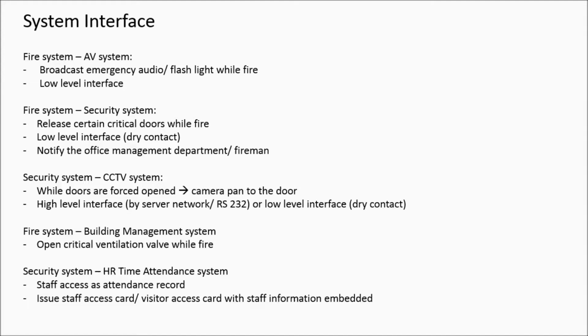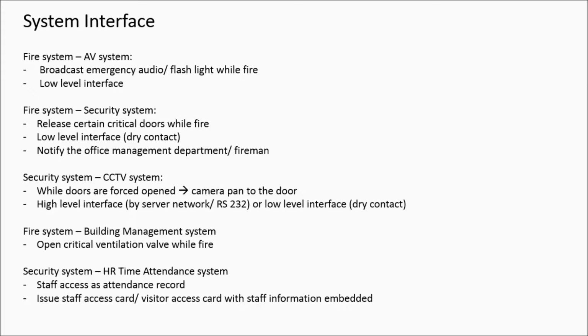To the end of my presentation, I would like to have a discussion on the system interface between different systems. The slides here list some examples. Firstly, the fire system with the AV systems. When there's a fire, the background music broadcast by the audio-visual system will be stopped and then replaced by emergency audio broadcasts with some flashlights in the scene. The interface can use low-level dry contact because this is more reliable.